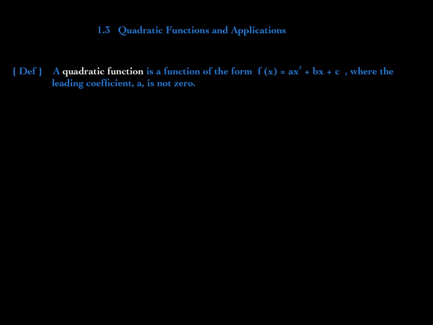So we've been talking about linear functions and linear equations. Now we're going to transition to quadratic functions and applications. So a quadratic function is a function of the form f of x is equal to ax squared plus bx plus c, where the leading coefficient a is not 0. So you want to make sure that this leading coefficient right here, a, is not 0. Now keep in mind a, b, and c are just real numbers and your variable is x, okay?